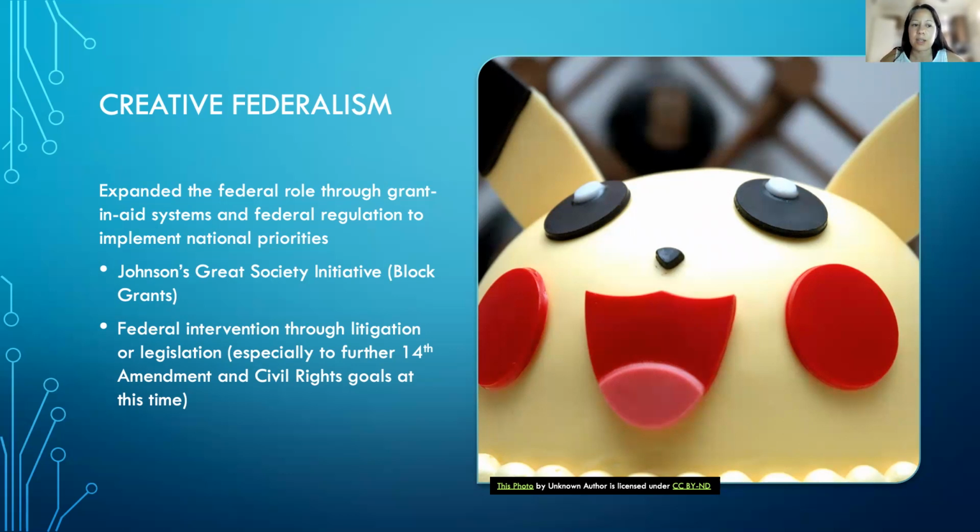In Johnson's Great Society Initiative, he creates block grants, which were previously separated grants that were all consolidated, and then they could be used for multiple purposes. So the grants could be redistributed with less specific requirements to allow greater flexibility for state and local governments. So even though the federal government was still setting the agenda, the states were now given a little bit more freedom to decide how these different block grants were going to be used.